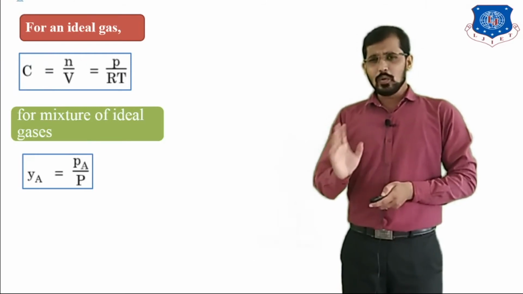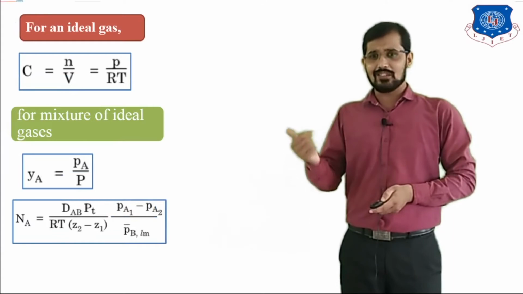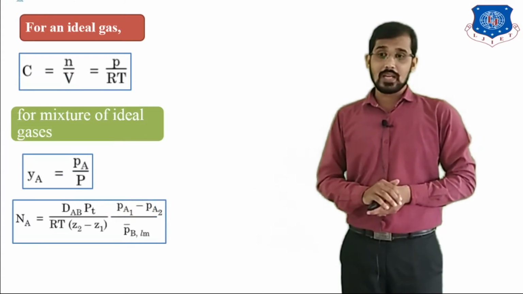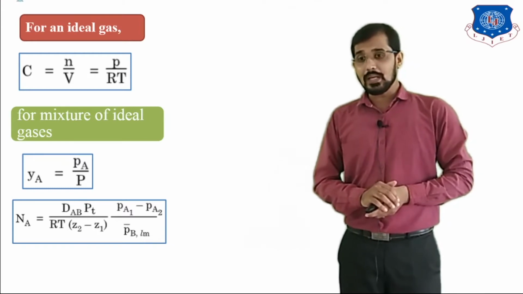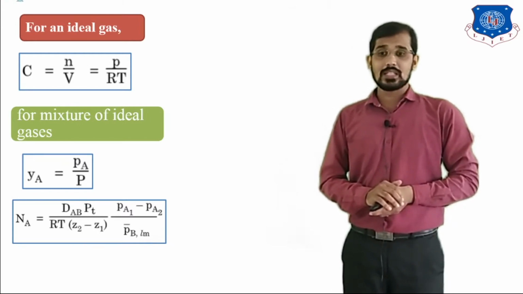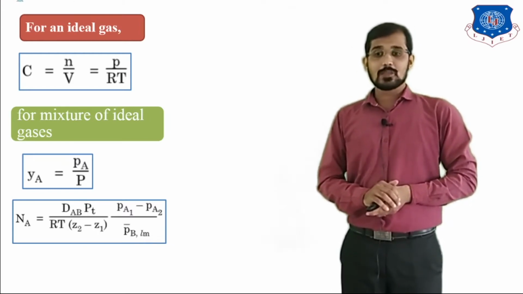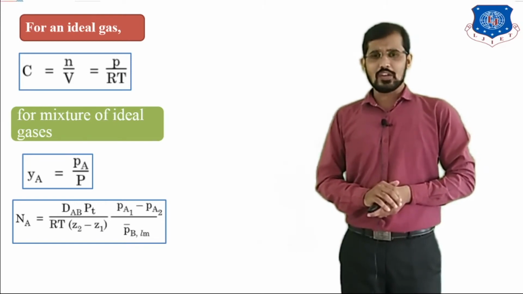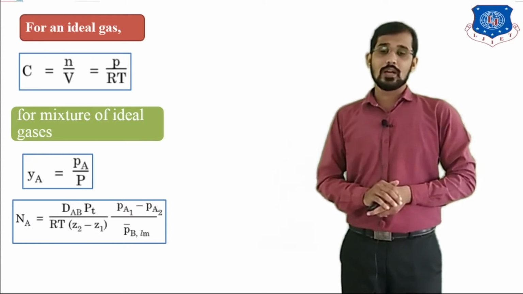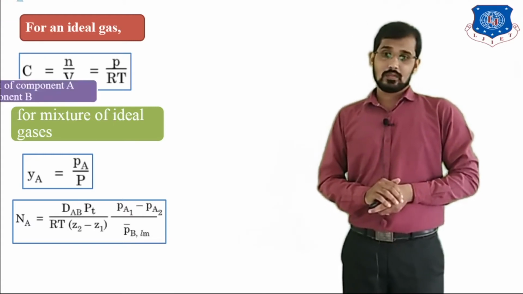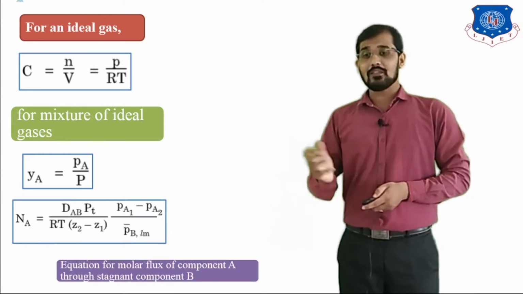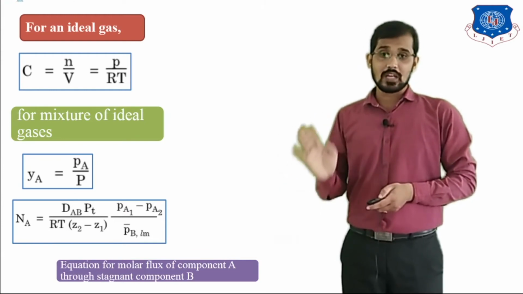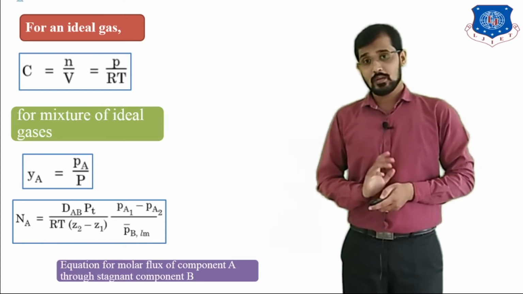Using these two equations, I can modify the previous equation like this: NA, the molar flux of component A, is equal to DAB times PT divided by RT times (Z2 minus Z1) times (PA1 minus PA2) divided by PBLM. So this is the final equation for the molar flux of component A in the stagnant gas film. I can write this equation for the molar flux of component A through stagnant component B. This equation can be asked for 7 marks in your exam.